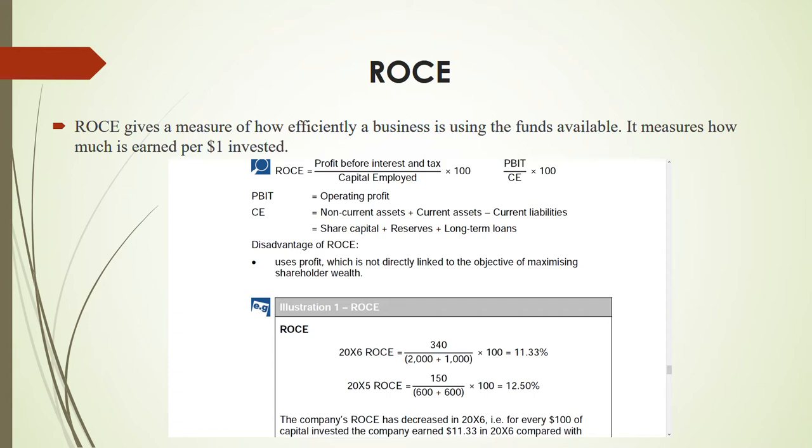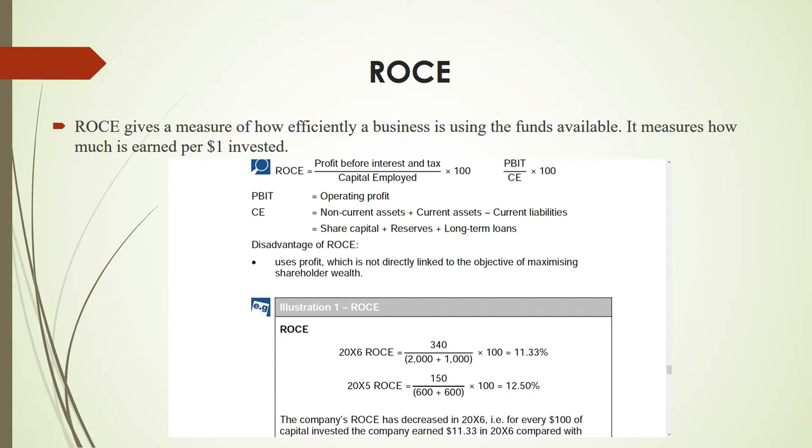Even better if you can remember after your exam, because if you are planning to take the Advanced Financial Management paper, the AFM paper, you need these formulas there. So for ROCE, the formula is profit before interest and tax divided by capital employed, multiplied by 100 because it's a percentage.